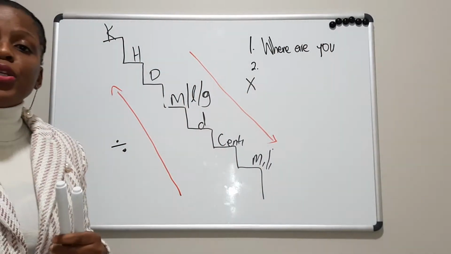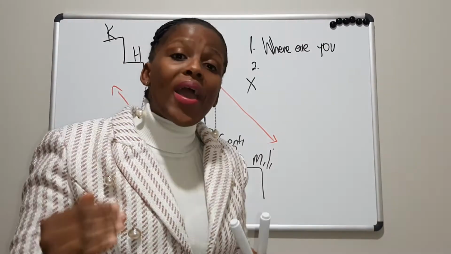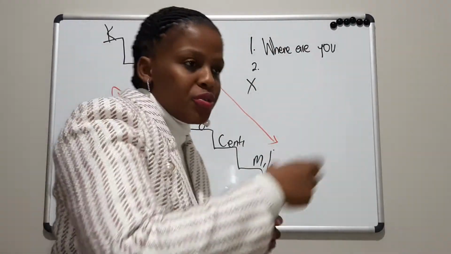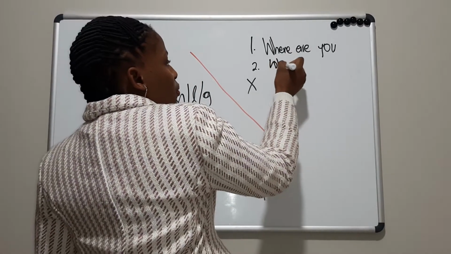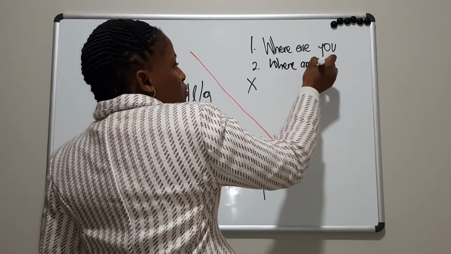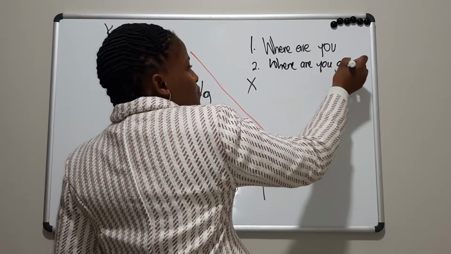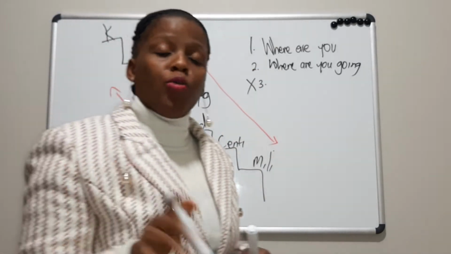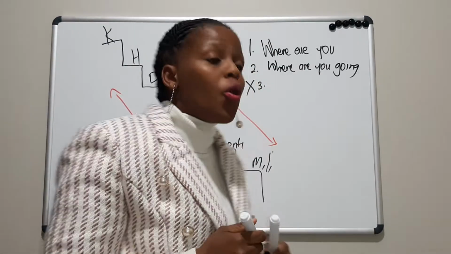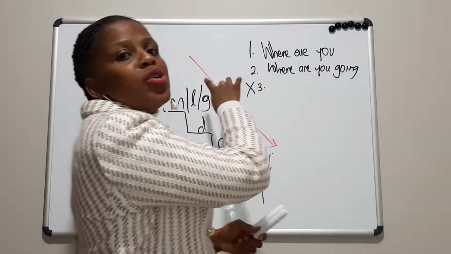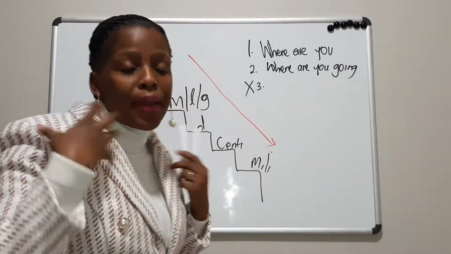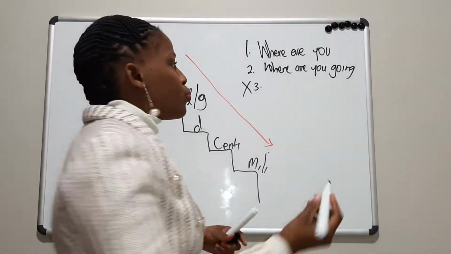And then step number 2, now you need to determine where are you going. So from which unit, and you are going to which unit. So where are you going? And then the third step, now you need to determine whether you are going up the ladder or going down the ladder, so that you can choose the appropriate mathematical sign that you are supposed to use.